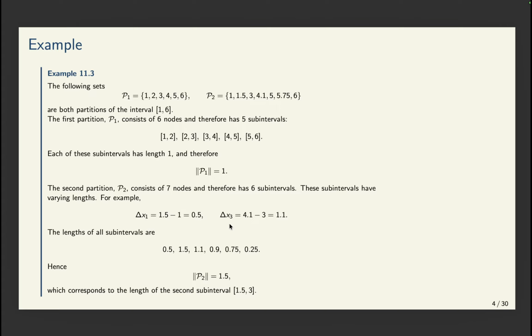For example, delta x sub 3 means the length of the third interval. So what is the third interval? It goes from where to where? 3 to 4.1. So if I subtract them, the length is 1.1.